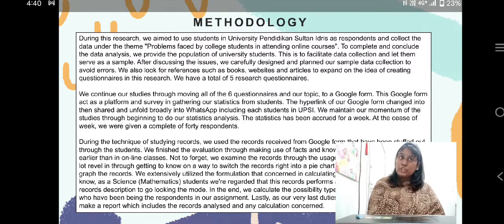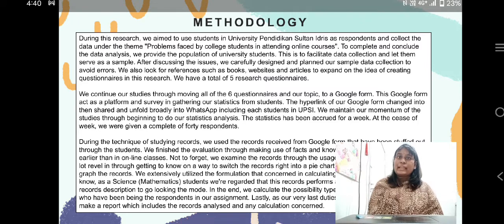After discussing the issues, we carefully designed and planned our sample data collection to avoid errors. We also looked for references such as books, websites, and articles to expand on the idea of creating questionnaires in this research. We have a total of 5 research questionnaires. We continued our study by moving all of the 5 questionnaires and our topic to a Google Form.